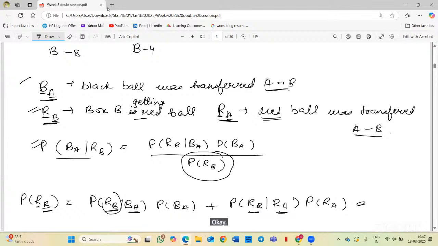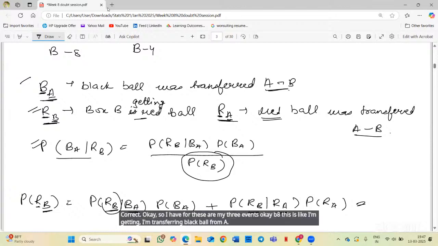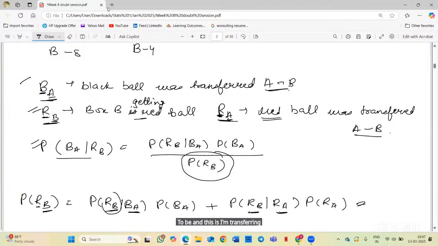So I have these, my 3 events. Okay. BA, this is where I'm transferring a black ball from A to B. And this is where I'm transferring a red ball from A to B. So these are the 2 events. These 2 events are clear.